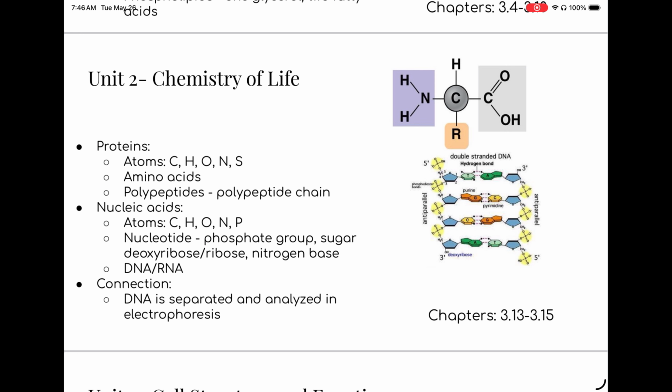Nucleic acids contain carbon, hydrogen, oxygen, nitrogen, and phosphorus. Its monomer is a nucleotide, which contains a phosphate group, the sugar deoxyribose or ribose, and a nitrogen base. Its polymers, depending on whether it's deoxyribose or ribose, are DNA and RNA. And the connection back to the elephants is electrophoresis, where DNA is separated and analyzed.